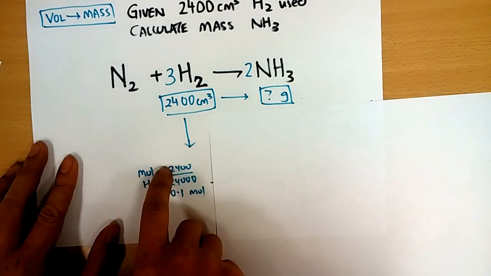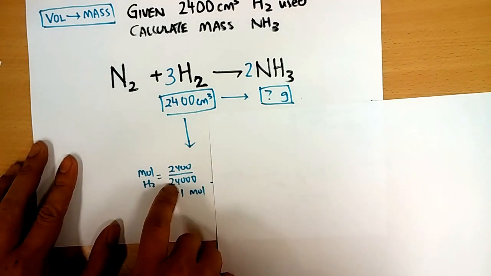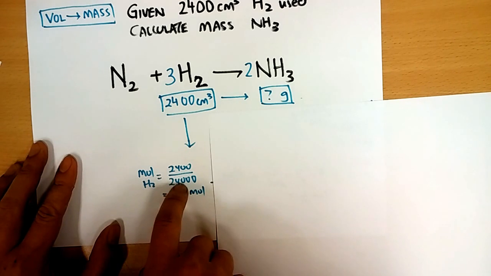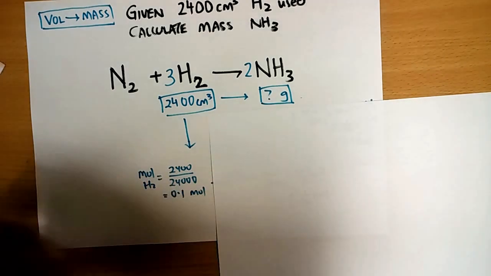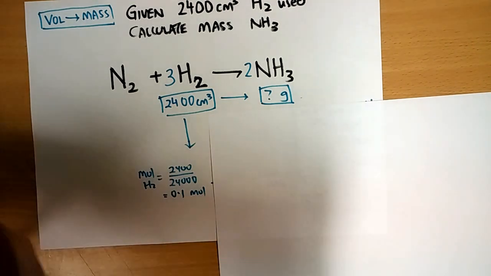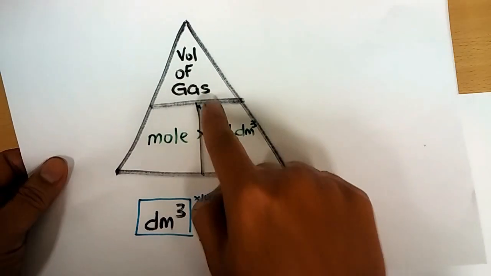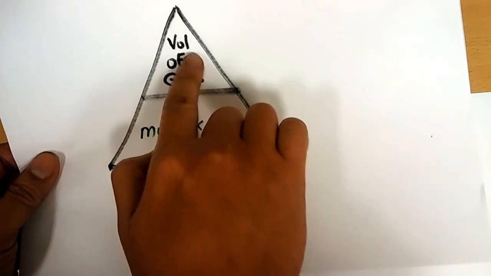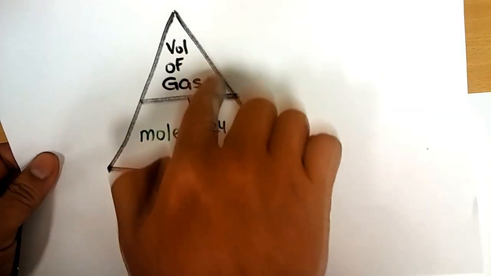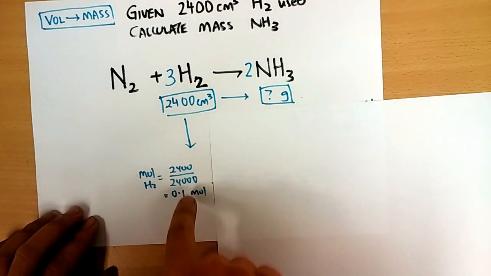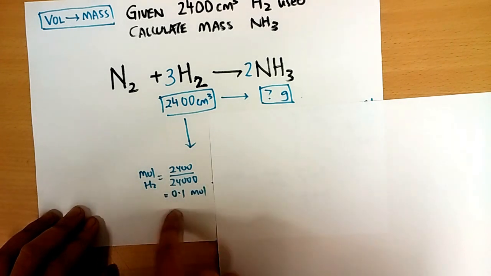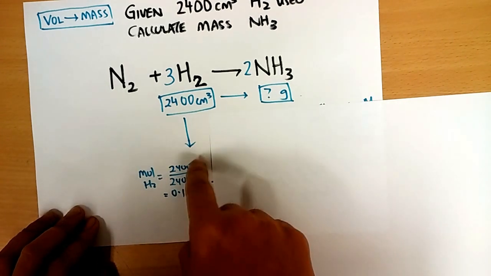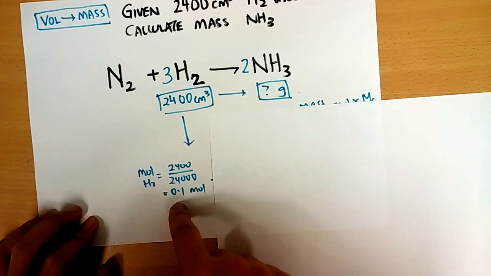So I have changed everything to cm cube. 2400, I have changed 24 into 24000 cm cube. So I got 0.1 mole. Okay, how did I get this? Remember this equation? If I want to find the mole, take the volume of the gas and divide it by 24 dm cube. Volume of gas 2400 divided by 24000, cm cube, because I convert both to cm cube. You can convert to dm cube and dm cube. So from here I got 0.1 mole.